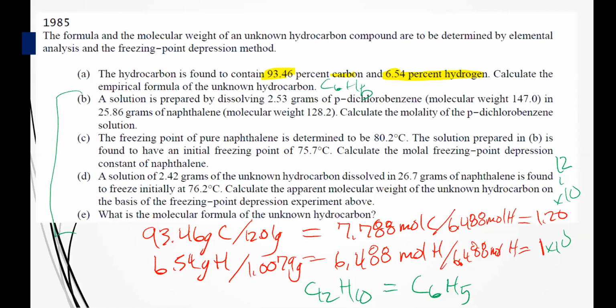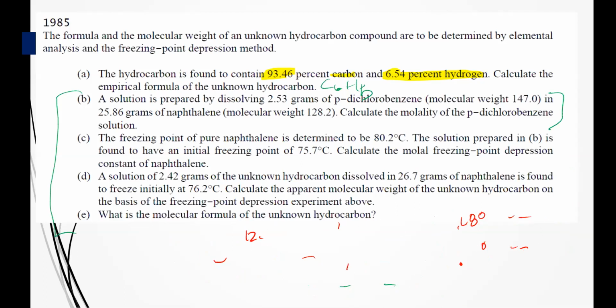So we're going to run this next part here. All right. Now I'm going to erase this bottom part to make some space for it. And so you can kind of treat this like it's a new problem for now, and then we can pull that data together later on. It's saying that a solution is prepared by dissolving 2.53 grams of dichlorobenzene, and it's got a molecular weight of 147 grams per mole, in 25.86 grams of naphthalene, which has a molecular weight of 128.2. And it wants us to calculate the molality of that dichlorobenzene.